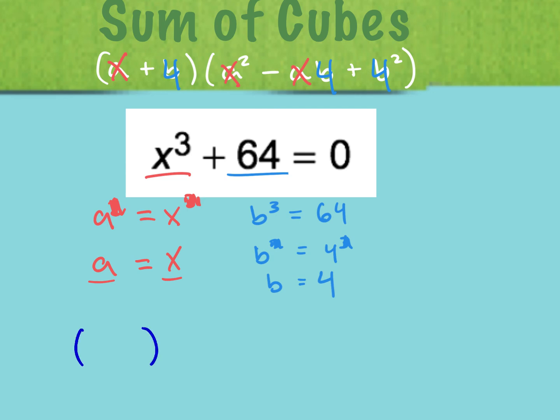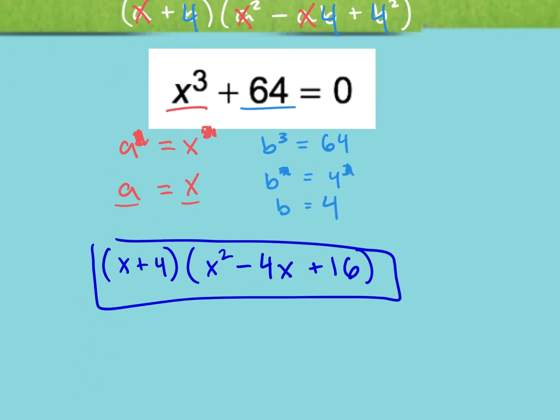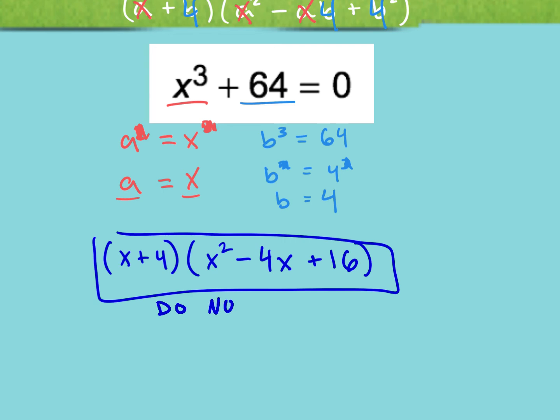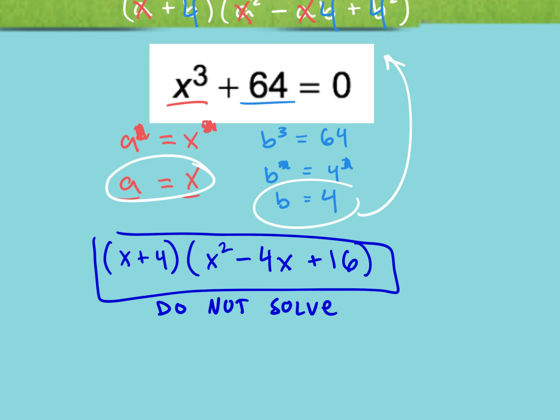How does my formula start? X plus 4. So I have x squared minus x times 4. How would I write x times 4? 4x, because remember, the coefficient, the number comes first. And then plus 4 squared. What is 4 squared? 16. 4 times 4 is 16. So this is my answer. So do not solve. All we do is find A and find B and plug it in.